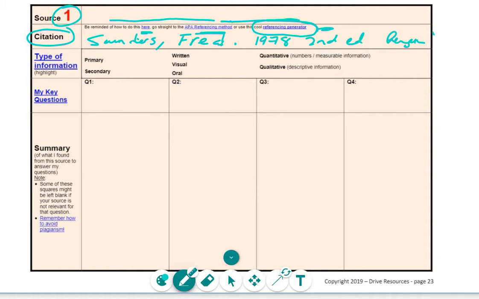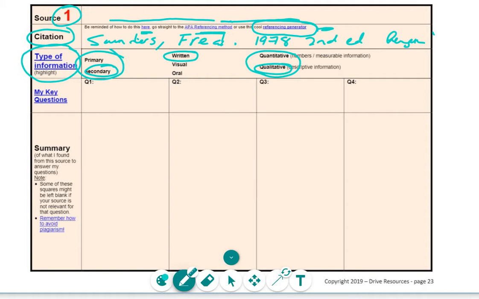Whoops. Okay, the type of information, again, you can see that's a hyperlink. It'll take you back to the page talking about all of these different types of information, especially the ones you might want to brush up on again. All you have to do is highlight the one you want, or circle it, so it's written and it's qualitative, it's secondary, and then you're away laughing. Just leave it at that.